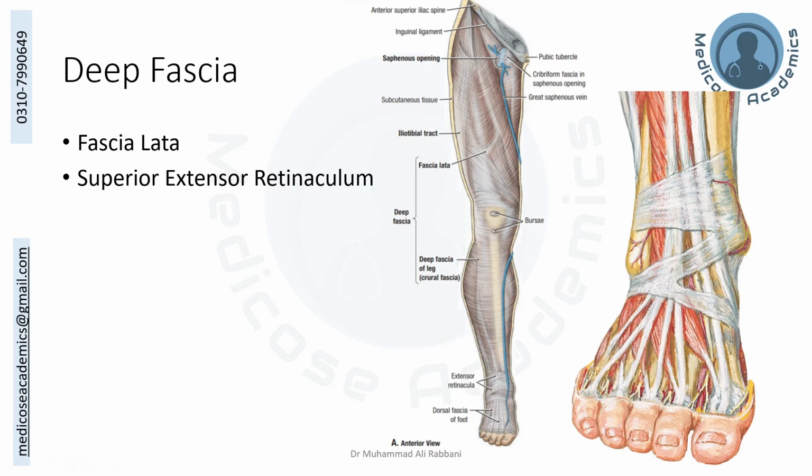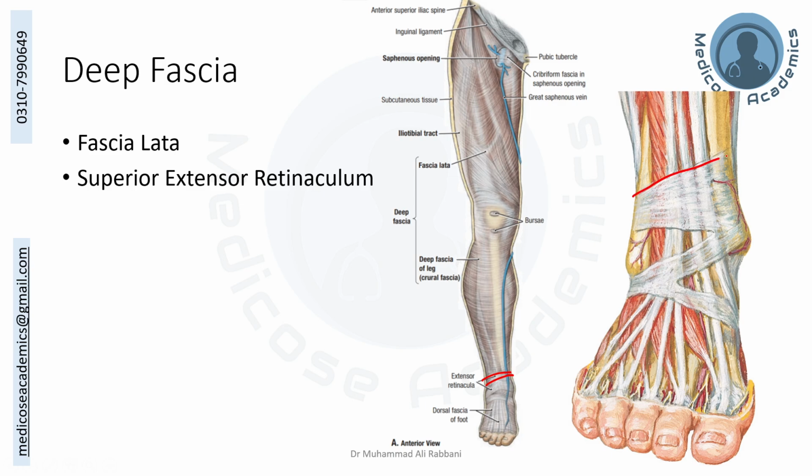Then there is the deep fascia. The deep fascia of the leg covers it like a stocking, like a sleeve, from the foot all the way up to the thigh, where it is called fascia lata. It has local thickenings, like we discussed for the fascia lata in the thigh. Here the important thickening is the extensor retinacula. These are thickenings that hold the tendons below them in place and prevent them from bowstringing.